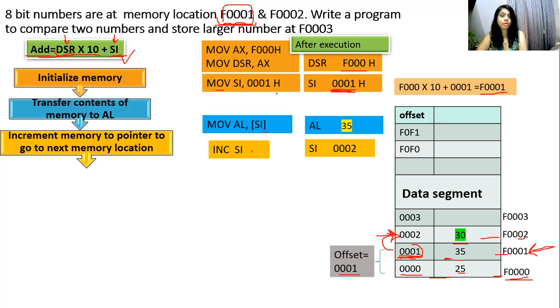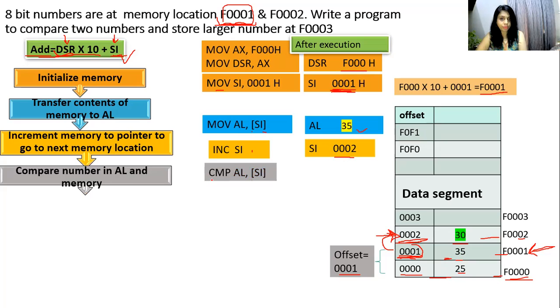Now what do we want to do? We want to compare the number, one number which is already in AL and the other number at the particular offset stored in SI. So what is the instruction? We compare the number in AL. This instruction says: compare the number stored in AL, that means the first number, with the number at which location? A memory location, because brackets indicate the second number is in memory. But which location of memory? The one whose offset is stored in SI.